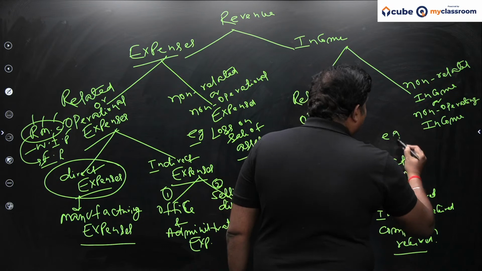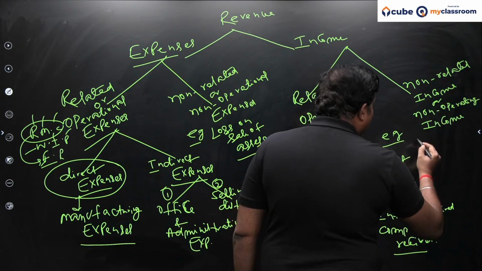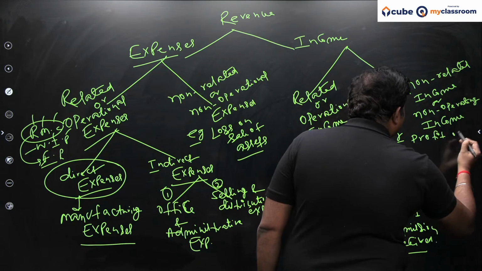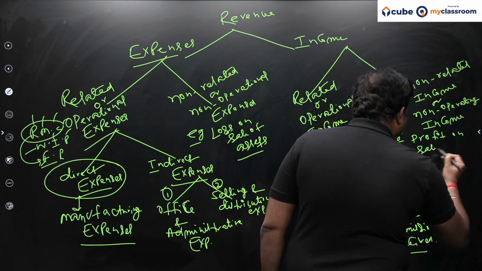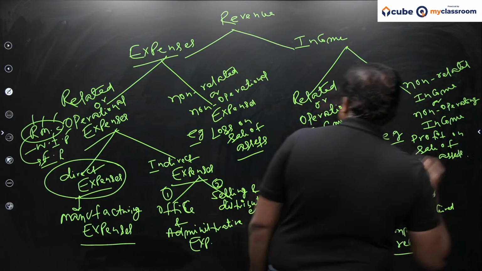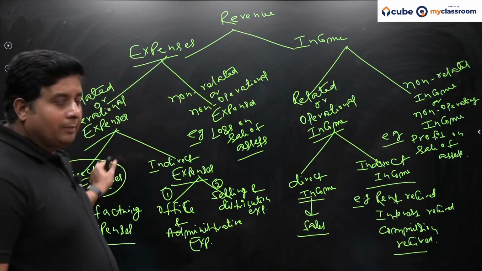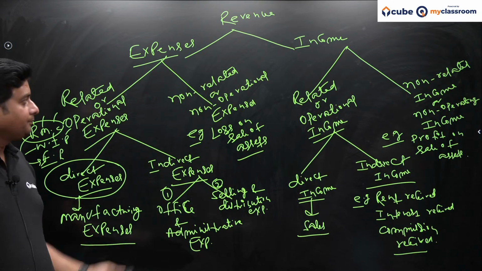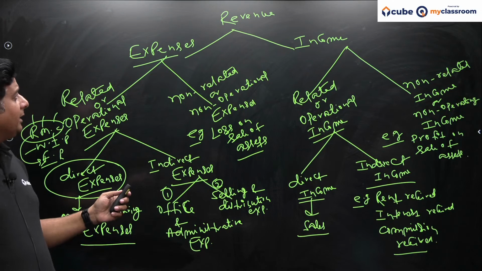Now, if I am talking about the non-related income or non-operating income, like profit on sale of assets, profit on sale of assets could be the good example. These are all the terms which come in our trading and profit and loss account. Now moving to the next slide.